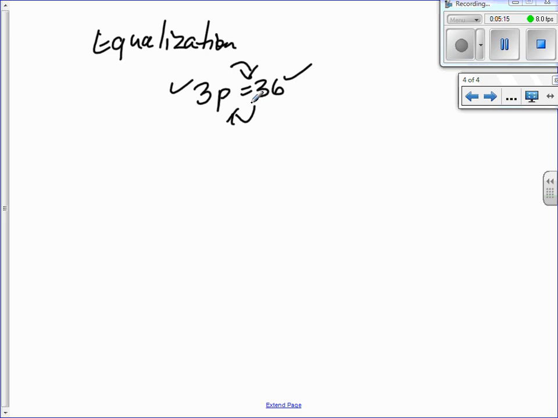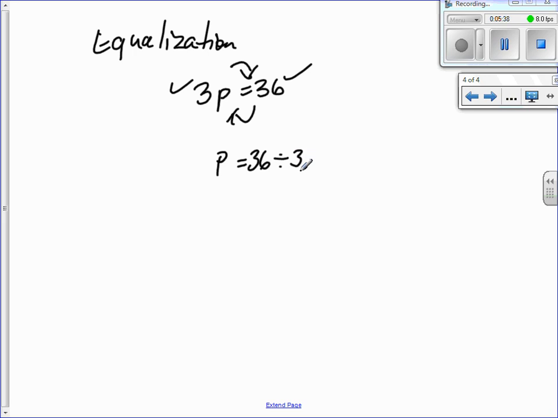So when it comes to 3p equals 36, what you have to do is get this number on that side and keep this letter on this side. So you're trying to figure out what p is equal to. P is equal to 36, but because you multiplied p on this side, you've got to divide on this side. 36 divided by 3.